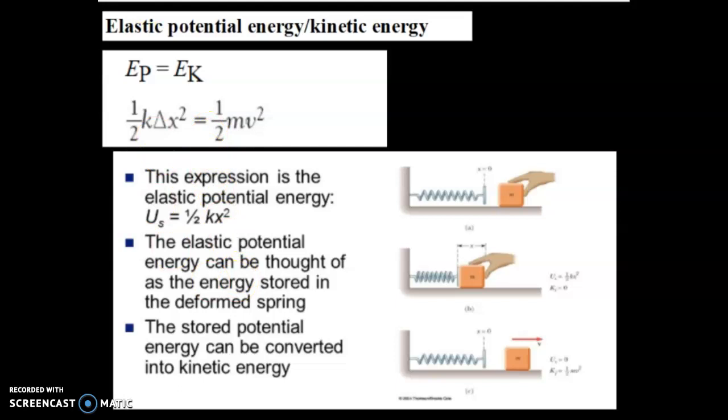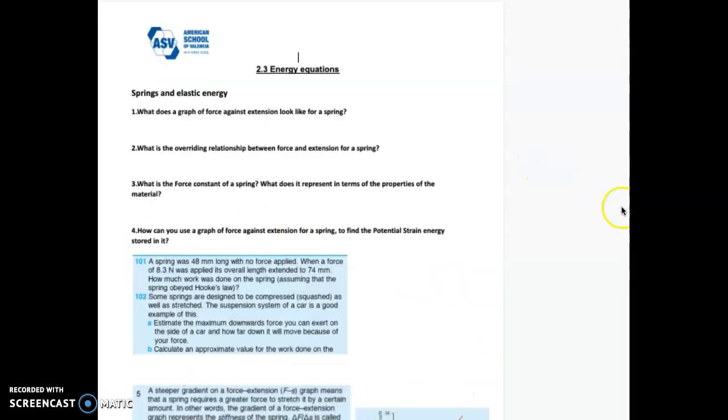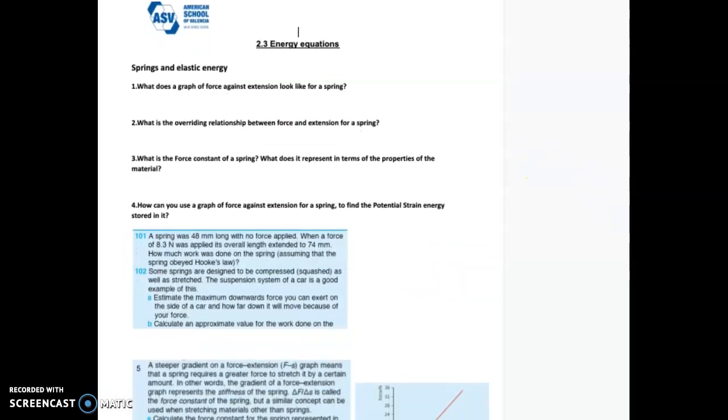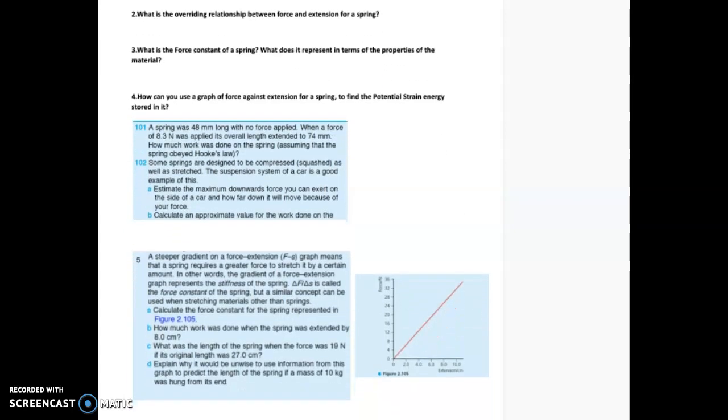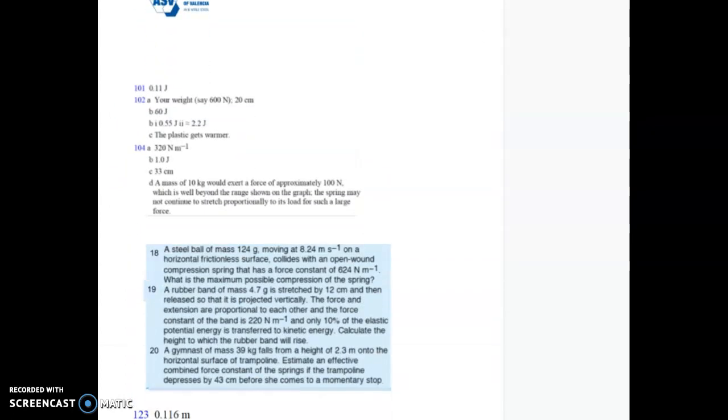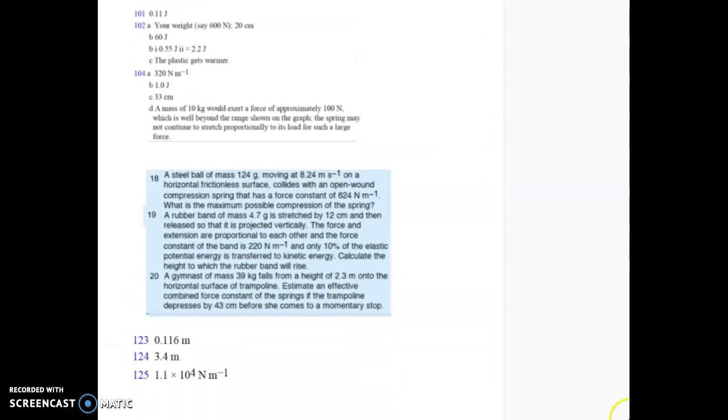Have a go at some questions now. You can pretty much do all of these introductory questions and go on to the more complex questions like 101, 102, and 5. Have a go, check your answers, and then start working on the rather more extension questions, 18, 19, and 20.